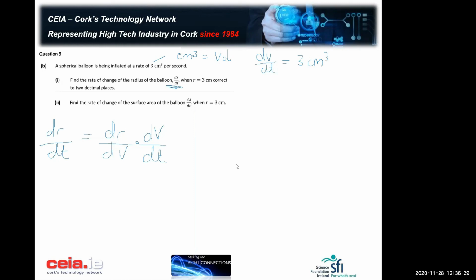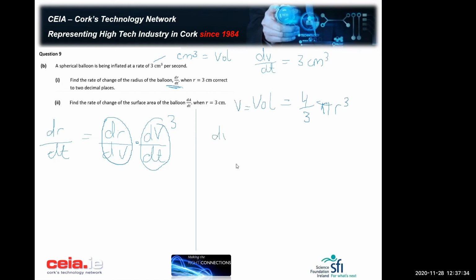So you need to find a derivative that has r and v in it, and you already have dV/dt. You've been given that, remember? That's 3. So now, first of all, you need to find dr/dV. So the volume formula is what? The volume of the sphere is equal to 4/3 pi r cubed. That's your formula. So V is equal to that.